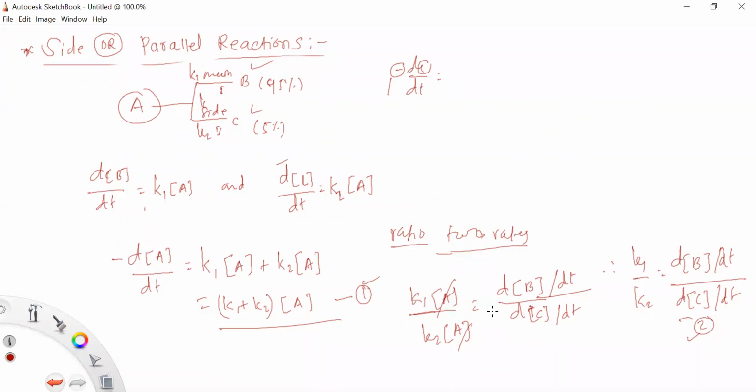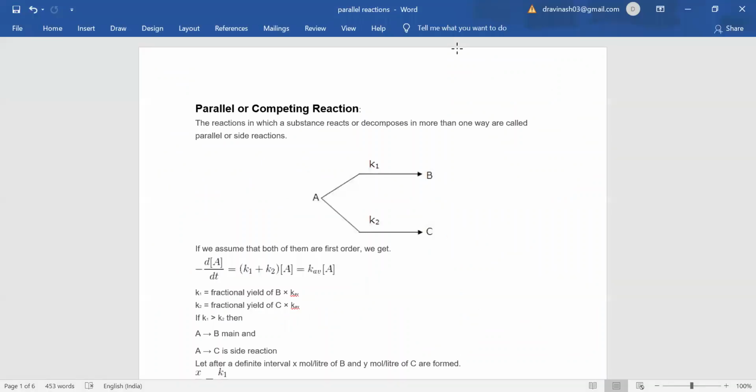So let us understand this one again. I will share it here more conveniently. We see this one. Okay, this competing or parallel reactions. This reaction which we are calling a side reaction, or these reactions, it is the parallel reactions, side reactions or parallel reactions. We also call them competing reactions, because they compete.